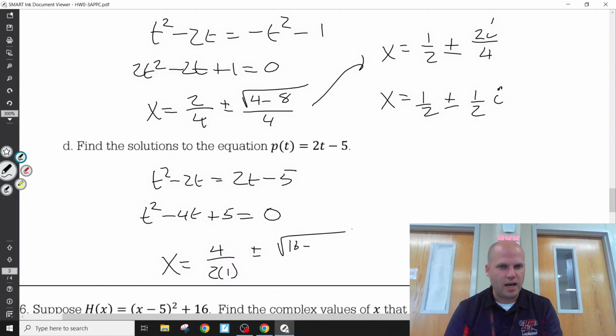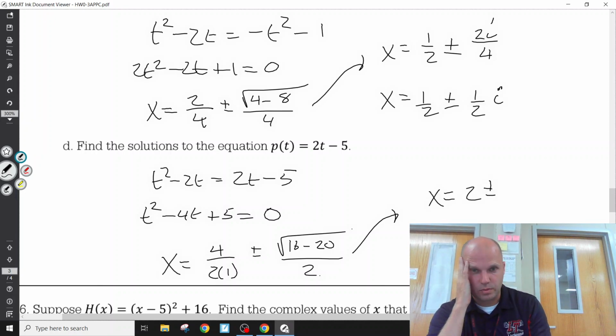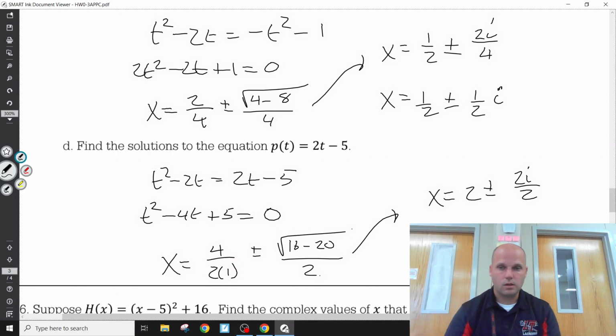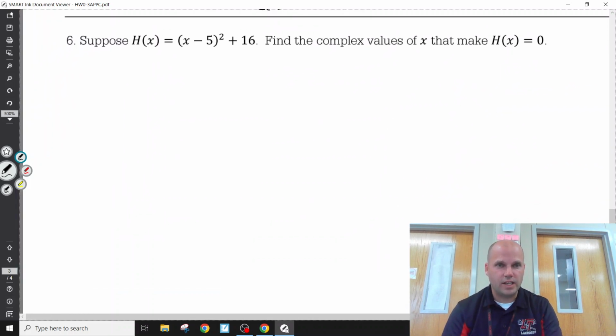4 times 1 times 5. All right, whatever. It actually works out nicely. 4 times 1 times 5 is 20. 16 minus 20 is negative 4. So I get 4 over 2 plus or minus 2i over 2. So I get 2 plus or minus i. All right, this I can solve.